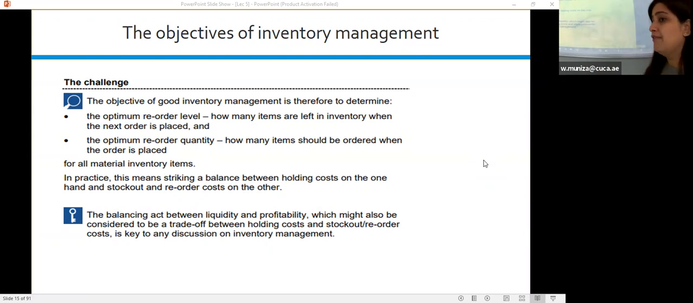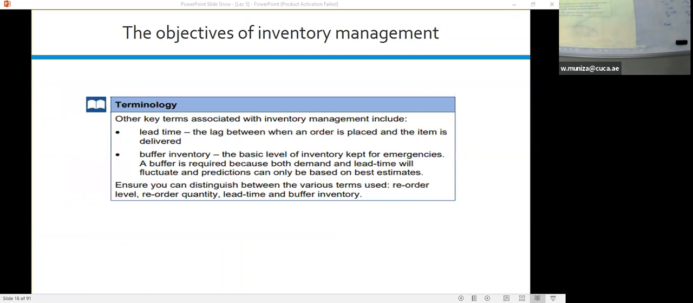So we need to have a balance between ordering costs and holding costs. The key point, the balancing act between liquidity and profitability, which might also be considered a trade-off between holding costs and stock outs, reorder costs, is the key to any discussion on inventory management. So if you are asked to comment on any situation, you must look for this point, that you have to get a balance between these two things.